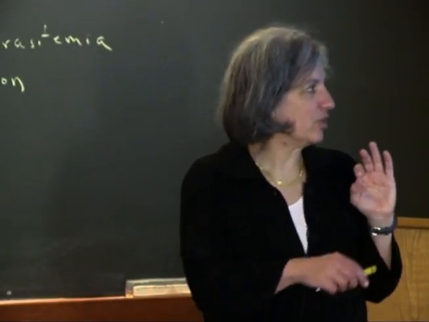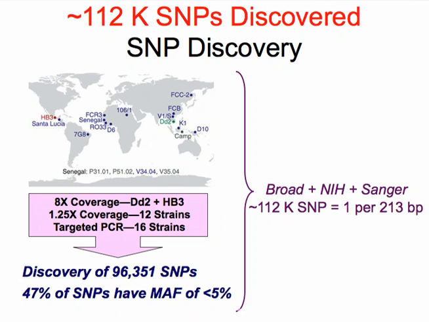And then we did what's called single nucleotide polymorphism discovery. So we completely sequenced, to different degrees of coverage, or the number of times we sequenced the genome. We sequenced two very interesting strains. This is a highly drug resistant strain. This is a highly drug sensitive strain, so we'd be able to look for differences in drug resistance.